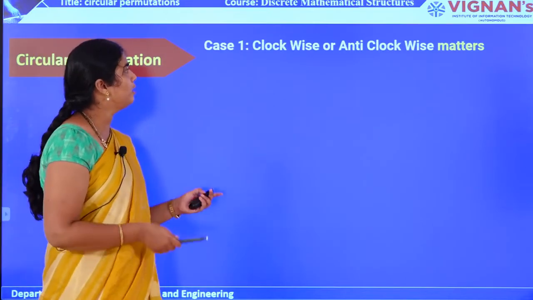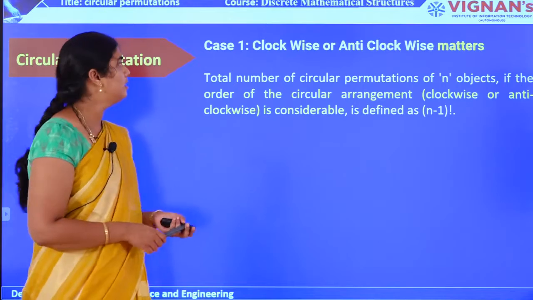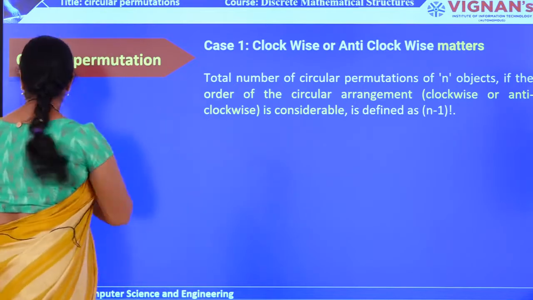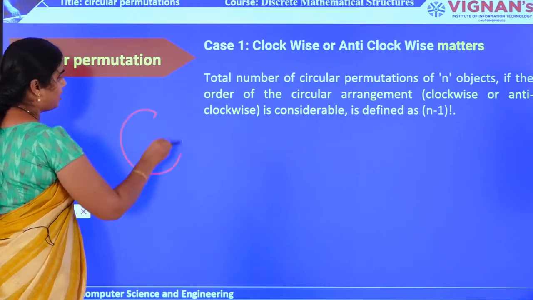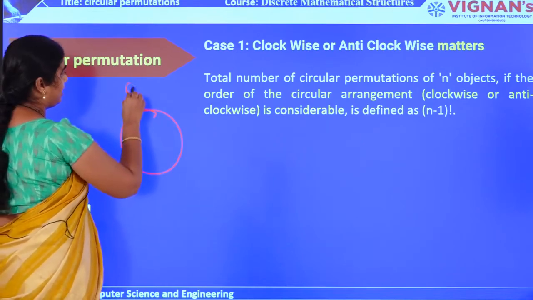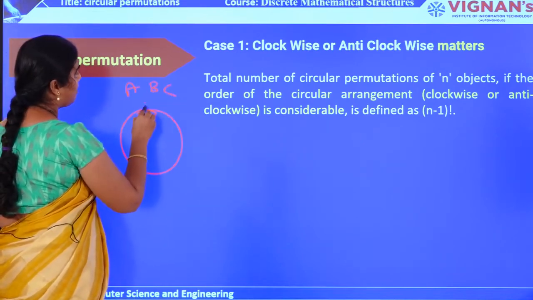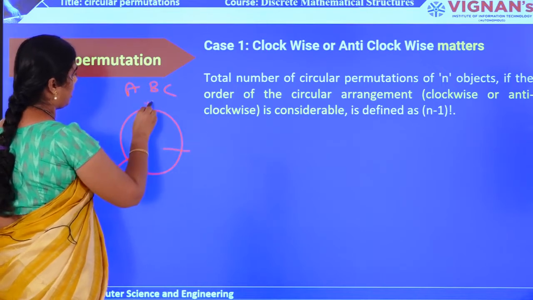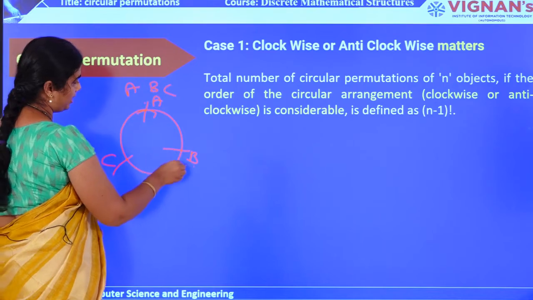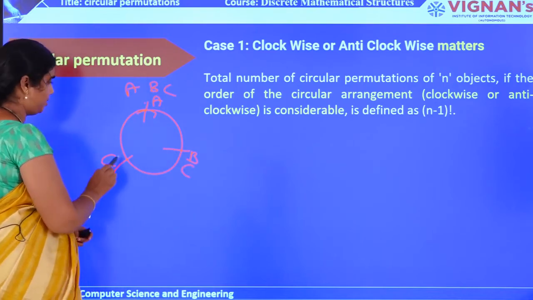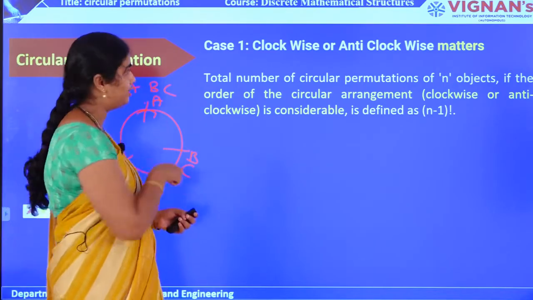Now you will learn what circular permutations are. Firstly, circular permutations is nothing but arranging objects in a circular manner. Like, I am given 3 letters A, B, C, and I am asked to arrange them in a circular manner. I can place here A, B, C, or here C, here B. It's my wish.